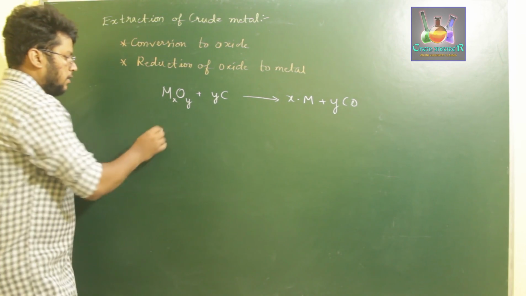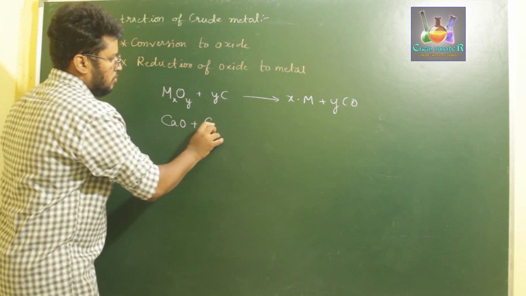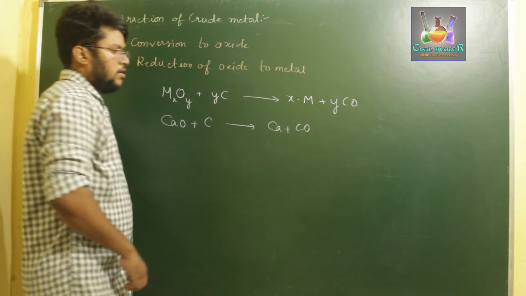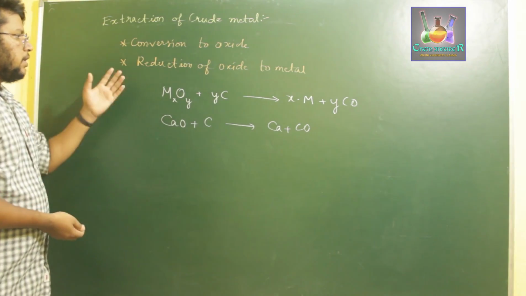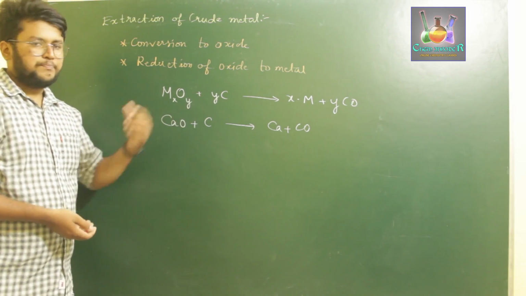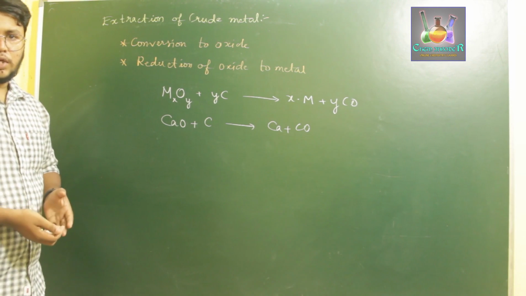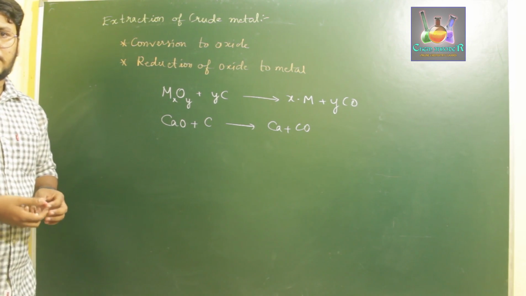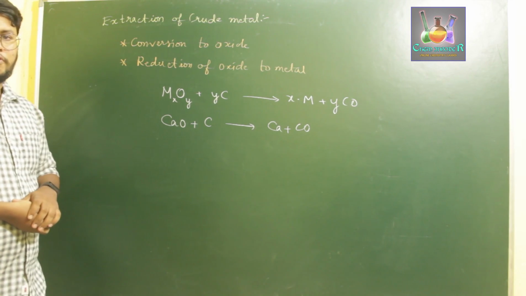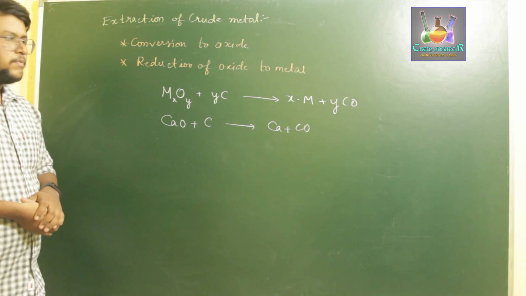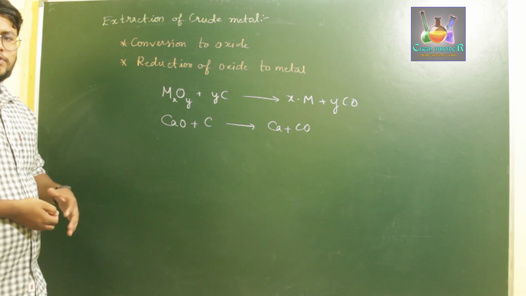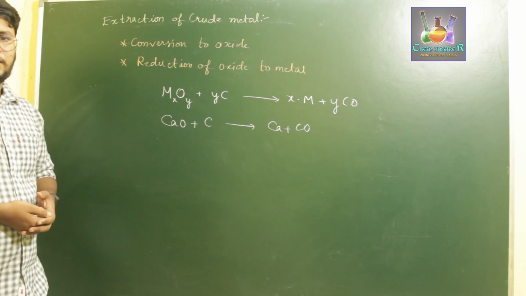For example, you can take calcium oxide. Calcium oxide when treated with carbon forms calcium and carbon monoxide. So the second step, reduction of a metal oxide to its metal, involves treating a metal oxide with carbon, carbon monoxide or any other metal which has a reducing agent property. As I said just now, you can use any other metal which has a reducing agent property.